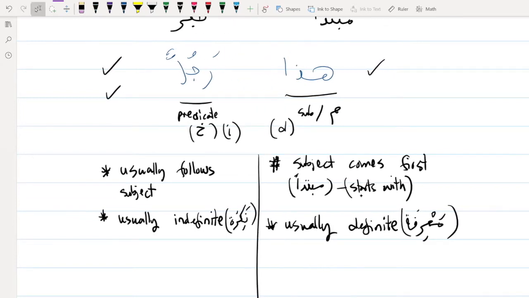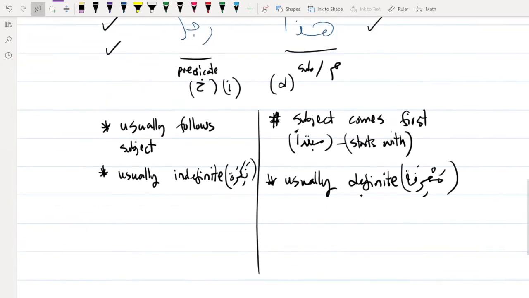Now, yes, the pronoun is also definite. But the interesting thing is that in English, they will probably group these, those, and categorize them as pronouns. In Arabic, they actually put them separately. They call them ismu ishara.